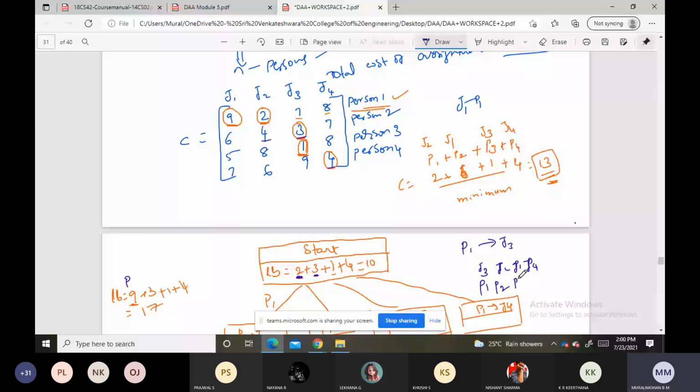Next for person 4: job 3 is assigned, job 2 is assigned, job 1 is assigned. Left is job 4 only, so that we can assign for person 4. Now you calculate with this. What are you getting with this?